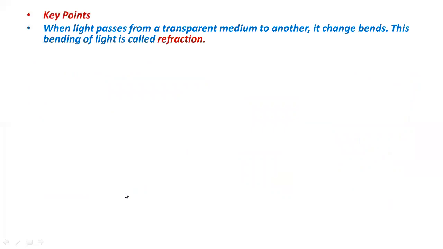The key points of this chapter are, this was the last topic of the chapter. The first one is refraction. When light passes from a transparent medium to another medium, it changes or bends, like from a rare medium to a denser medium. This bending of light is called refraction.